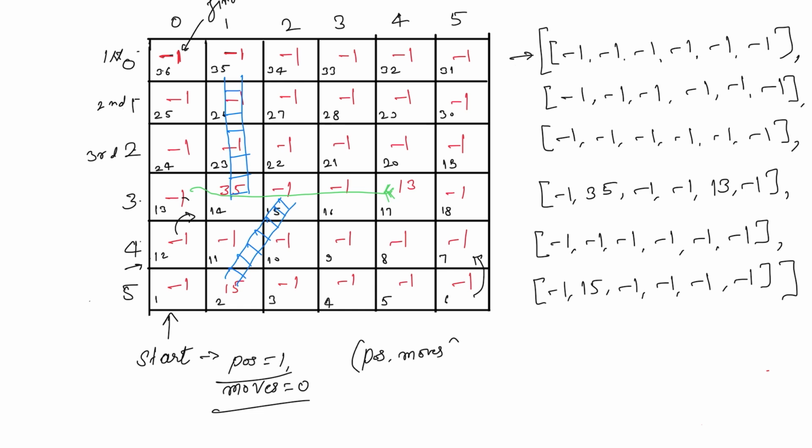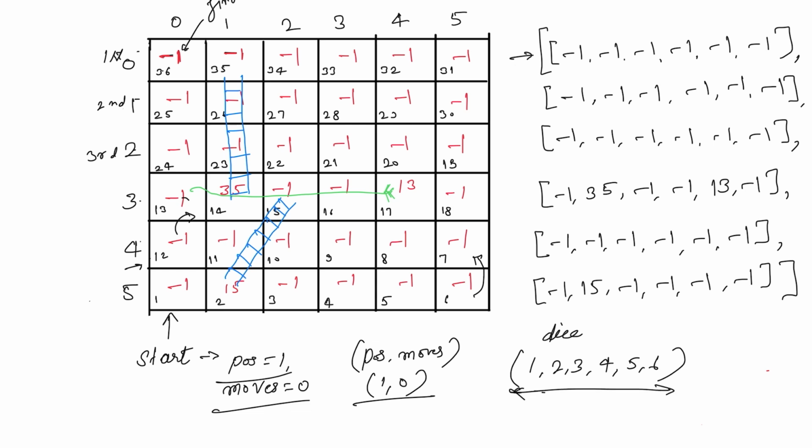Okay, and I will store here each position and moves. And in dice, how many times can we throw? There are six rolls. That means in dice, what is its probability? 1, 2, 3, 4, 5, 6. If we roll a dice, then these numbers, 1 to 6, can come. So for each position, we have to check, for each throw of the dice, what will be its next position.